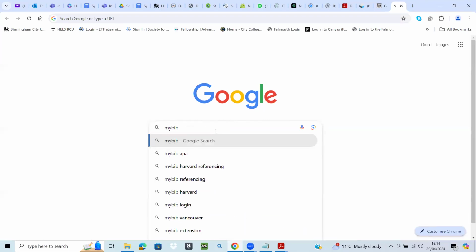MyBib, we will search on Google, MyBib. Look, here it is giving me options for MyBib APA Harvard referencing. So we will always go for the Harvard referencing style. I'll show you the actual website, then we'll go to Harvard, so you will understand it better.